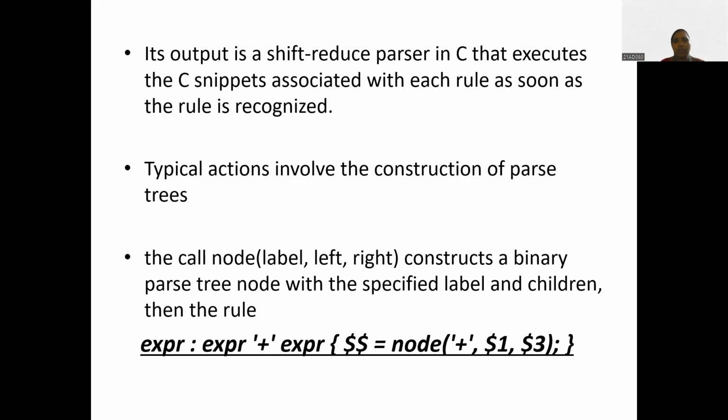So in our syntax tree, if you want to add two operands, plus will be the operator, and your left child will be the operand 1, that is $1, and the right child will be the $3. So it is represented as $$ equal to node. That $$ is your resultant operand node, the function, right? The parameter is having three, right? The first one is the operator, that is a plus. The second one is the first operand, that is the left child, and the third one is the right operand, that is the right child.